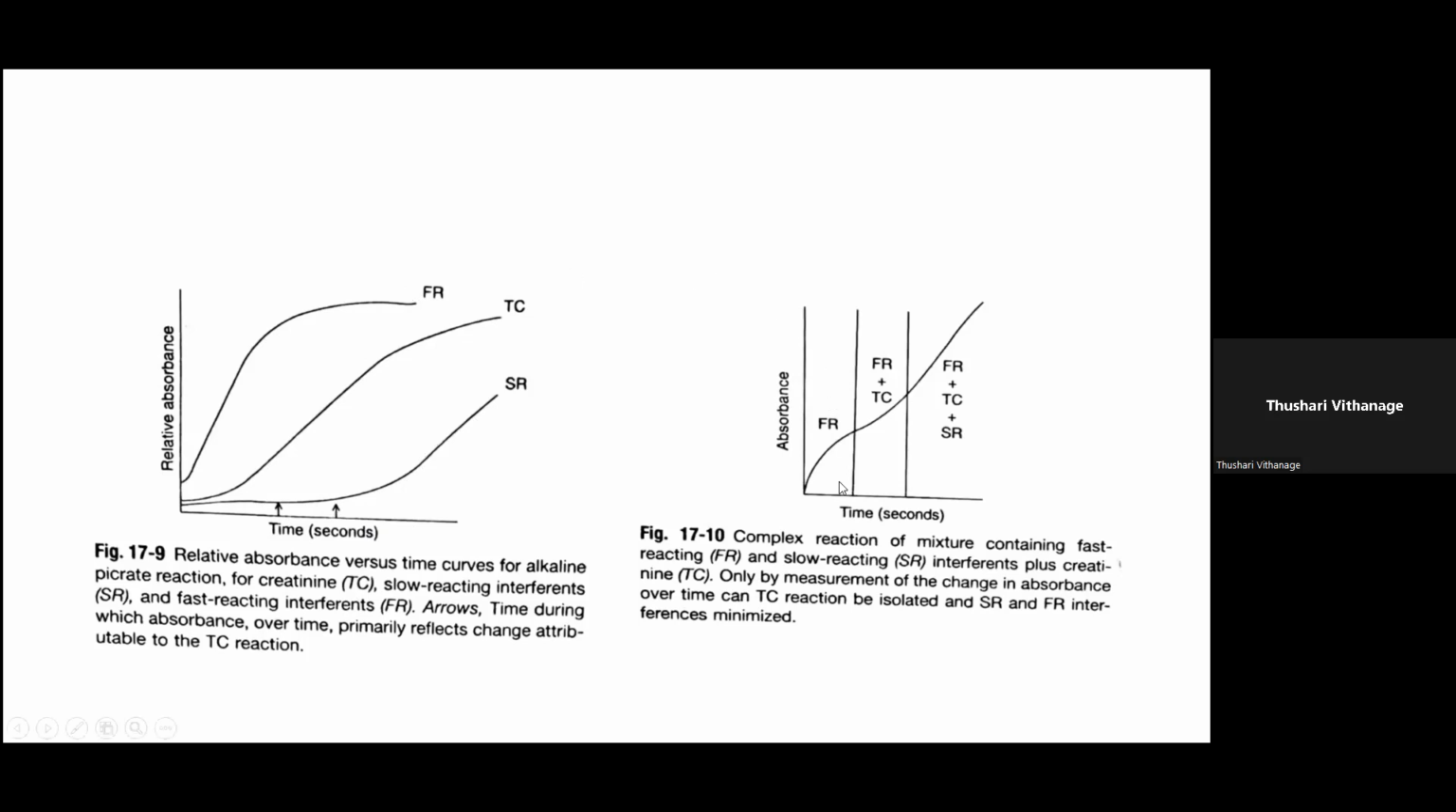So here is a time versus absorbance plot of a complex reaction mixture containing fast reacting and slow reacting interference plus creatinine. As you can see here, this part only gives absorbance by fast reacting components. Then this is by creatinine and fast reacting. This is by fast reacting, total creatinine and slow reacting ones. So if we take measurement during this period, we can avoid the interference.